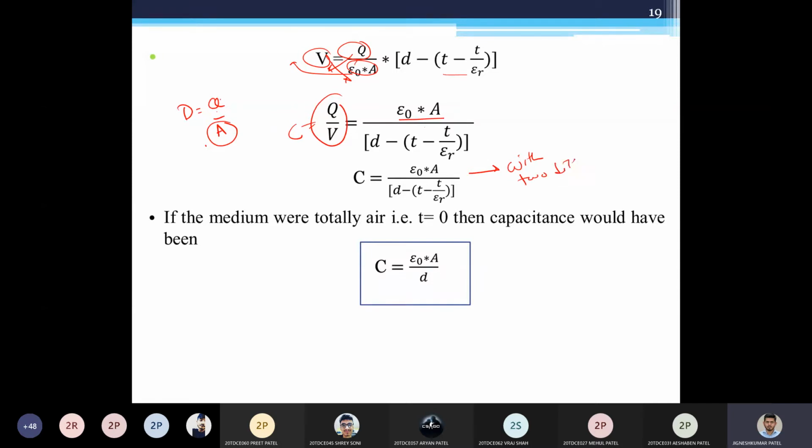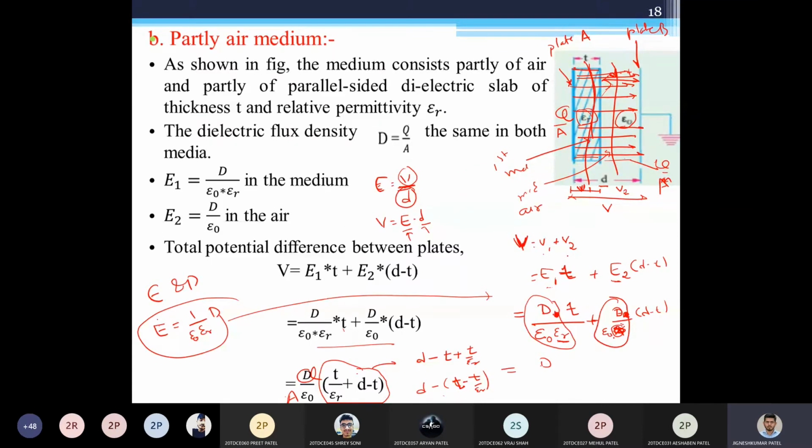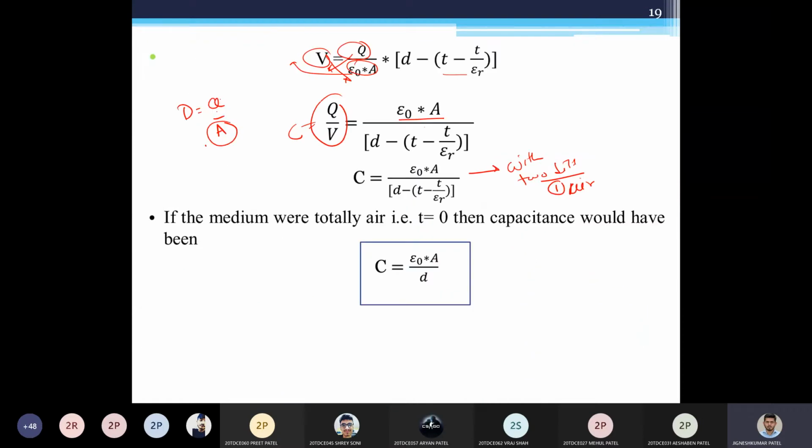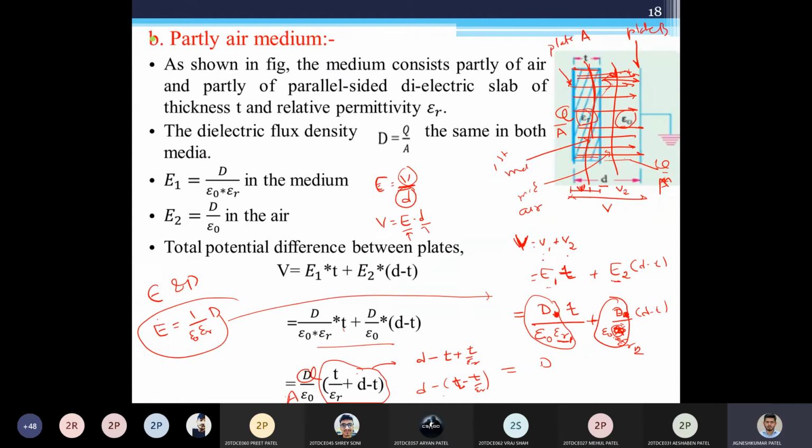two different media, but in the case of two different media, one must be an air medium. Why? Because we haven't taken epsilon r here, we have directly removed that epsilon r. So if this medium changes, epsilon r would be introduced at this place. We will see that in the next example. But this is the scenario when I have partial air as one medium.